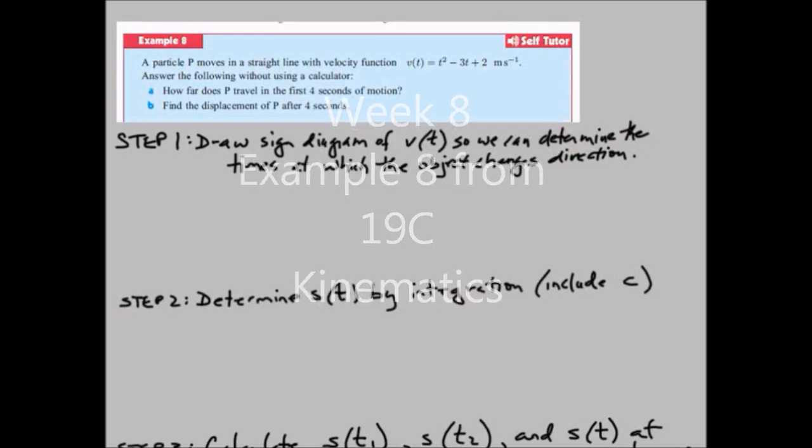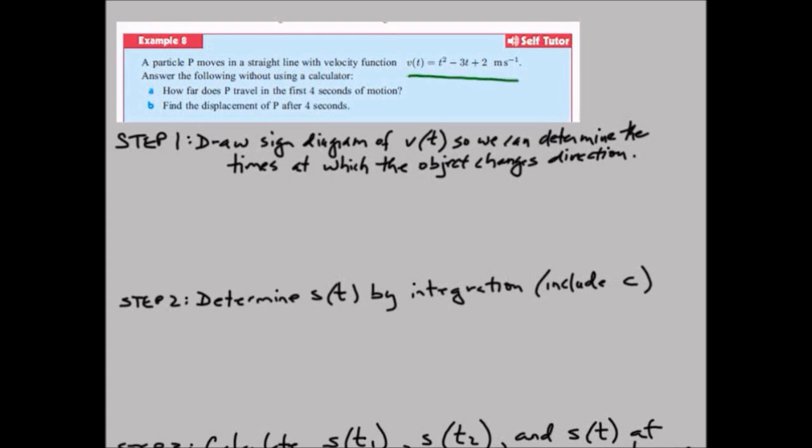And let's look at a few examples. So example 8: a particle moves in a straight line with velocity function given to us here, t squared subtract 3t plus 2. Answer the following without using a calculator, so non-calculator question. How far does p travel in the first 4 seconds of motion?